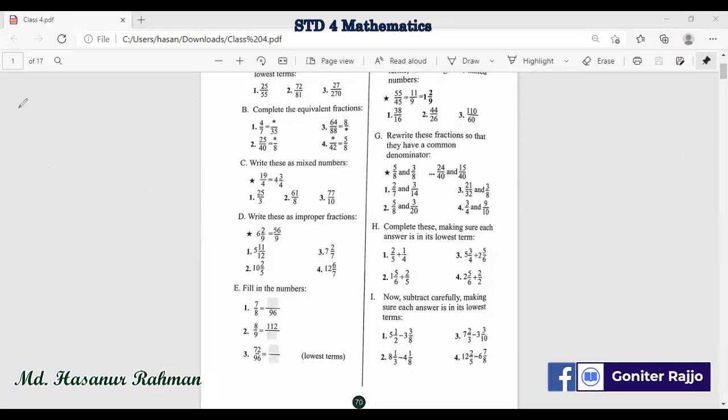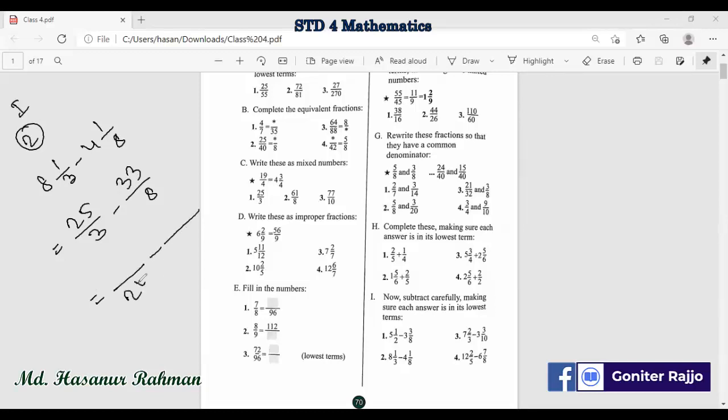Now number 2. Number 2 says 8 whole 1 by 3 minus 4 whole 1 by 8. So actually 3 8s are 24 plus 1, 25, minus 8 4s are 32 plus 1, 33. Now we have to find out the LCM of 3 and 8. The LCM of 3 and 8 should be 24.